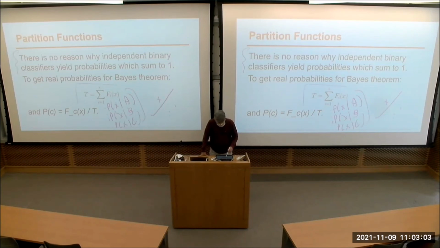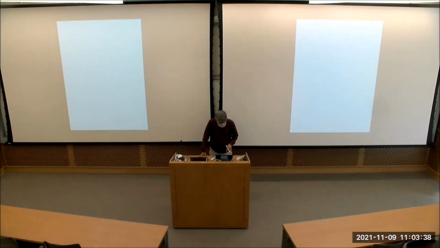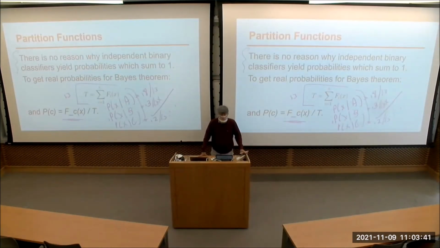One way to do it is a linear normalization, where you just sum up the observed probabilities. If this was a probability of 0.8, this was 0.3, this was 0.2, you sum it up and get a total of 1.3. And then you divide all the probabilities by 1.3. Now the sum of these, each divided by 1.3, adds up to 1. Any questions about that?